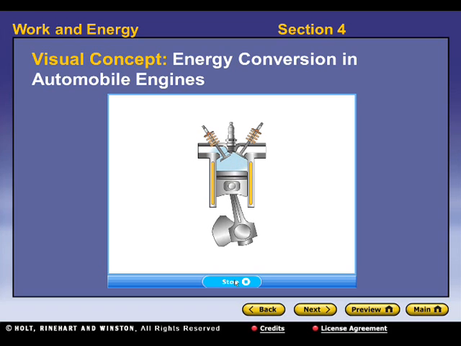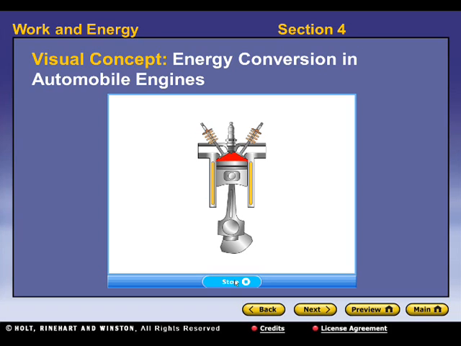The piston begins to move downward as the intake valve opens. The partial vacuum created by the piston allows a mixture of fuel and air to enter the combustion chamber. When the piston reaches the bottom, the intake valve closes and kinetic energy stored in the flywheel and crankshaft drive the piston up, compressing the fuel and air mixture. Just before the piston reaches the top, an electric spark from the spark plug ignites the mixture.